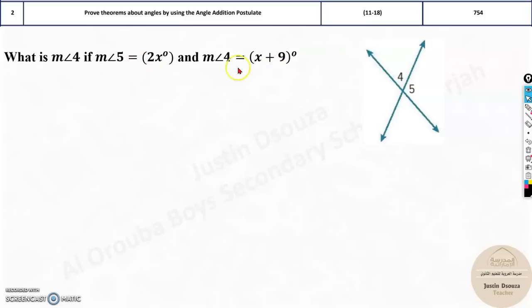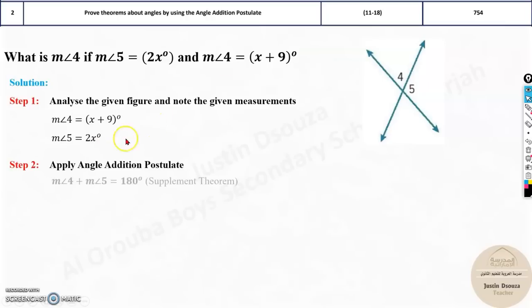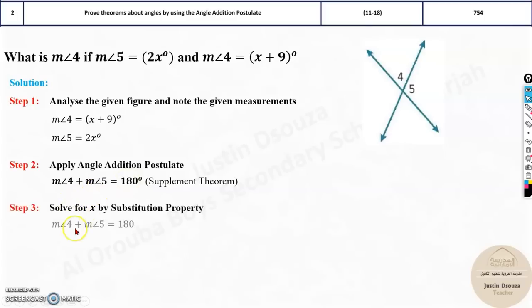So the sum of these both will be 180, right? So all you need to do is, from the given, apply the angle addition postulate. Over here we know from the supplementary theorem that a supplement is 180 degrees. Now, all you need to do is add these both, and that will be 180 degrees. Substitute these values over here by the substitution property. x plus 9 plus 2x. The x value is 57 degrees.